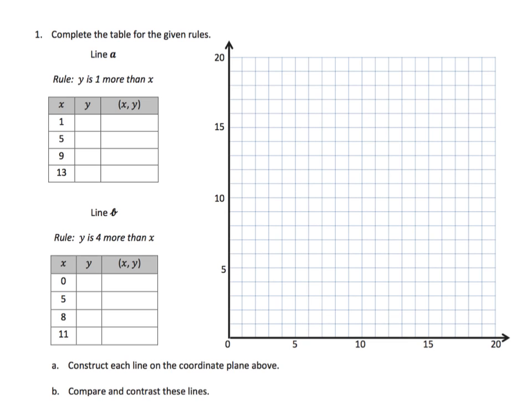Now let's look at line A. We have a rule. Y is 1 more than X. I kind of like to say Y equals X plus 1. So if X is 1, Y is 2. X is 5, Y is 6. X is 9, Y is 10. And X is 13, Y is 14. We'll now fill in the ordered pairs.